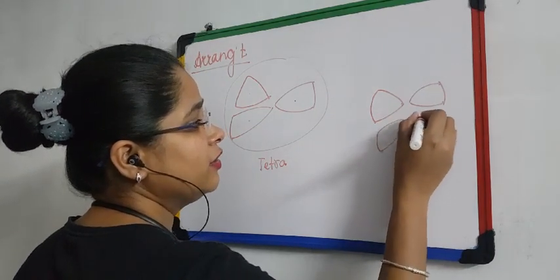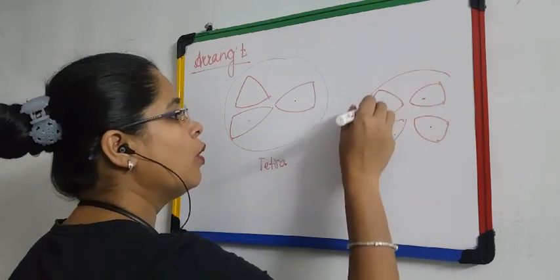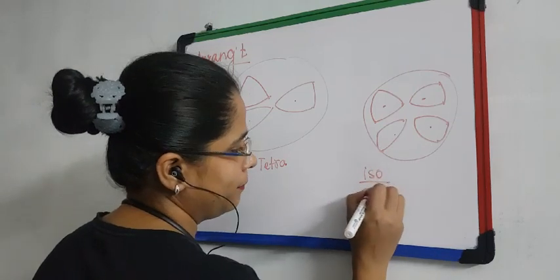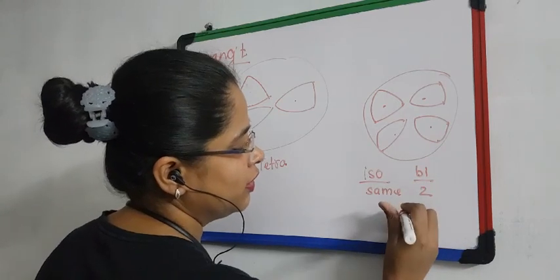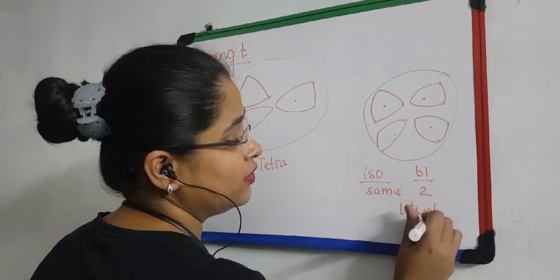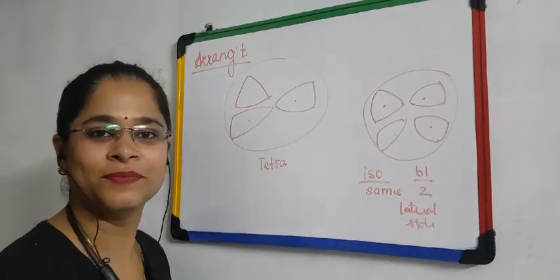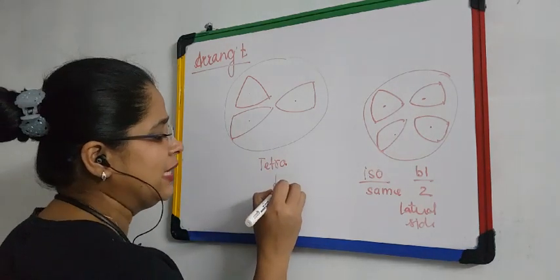Just understand the term. The term says isobilateral. Iso, same. Bi, two. Lateral, side. That means two pollen grains on each side. Can you understand? One more arrangement is seen. It can be linear also.